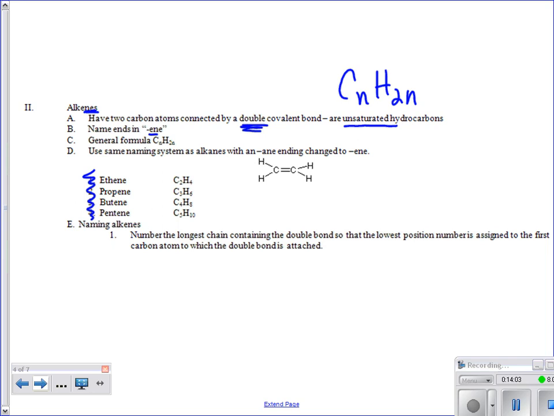Again, you're using the same prefixes. Here's the biggie on how you go about naming your alkenes. You need to number the longest chain containing the double bond, which, since we're only working with single chained carbons, is going to be the case. You're going to need to number it so that the lowest position number is assigned to the carbon atom with which the double bond is attached, the first carbon atom. So you want that double bond to be the lowest number possible.